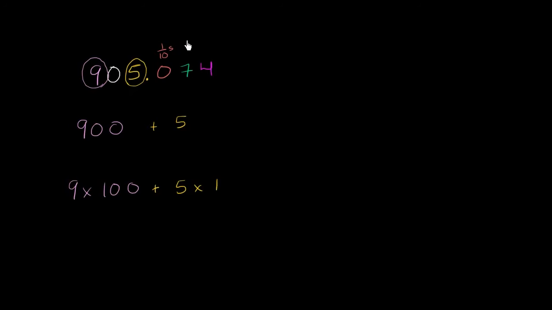Now we go to the hundredths place. So this literally represents 7 hundredths. So we could write this as 7 hundredths, or 7 times 1/100th. So plus 7 times 1/100th. And then finally we go to the thousandths place, and we have 4 thousandths. So that literally represents 4 over 1,000, or 4 times 1/1,000th. Notice, this is coming from the hundreds place.